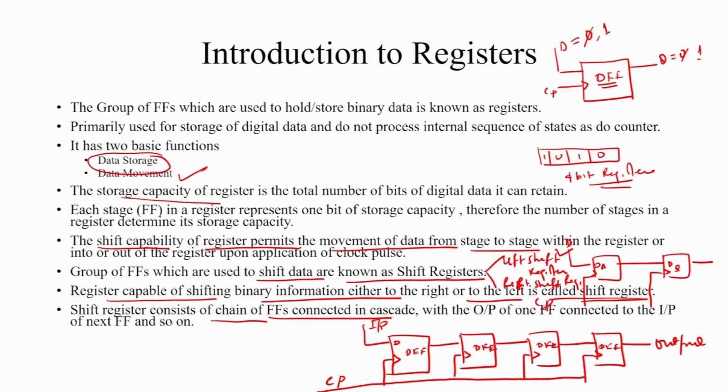This means a shift register consists of a chain of flip flops. Here the chain of flip flops is connected in cascade form, with the output of one flip flop connected to the input of the next flip flop. Here the output of this flip flop is connected to the input of this flip flop, the output of this flip flop is connected to the input of this flip flop, the output of this flip flop is connected to the input of this flip flop, and finally the output is produced by this flip flop.